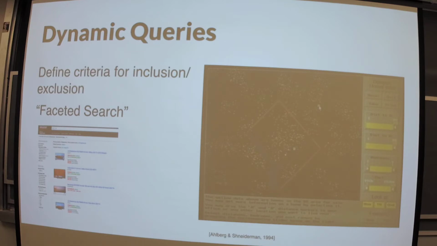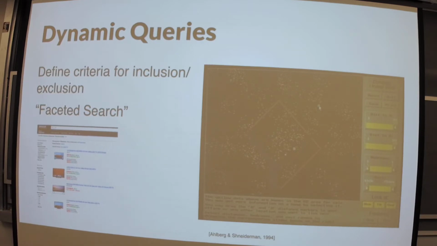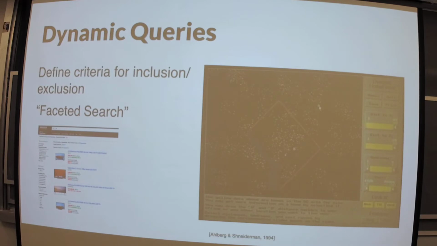For example, when we do faceted search, here we look for a television that has a certain price range, is at least this big, and maybe is from one of those two companies that I trust.